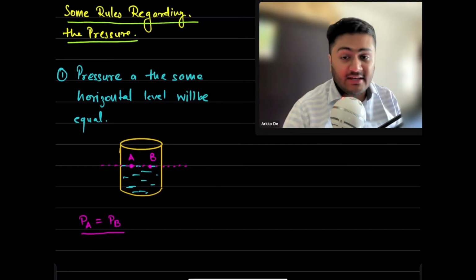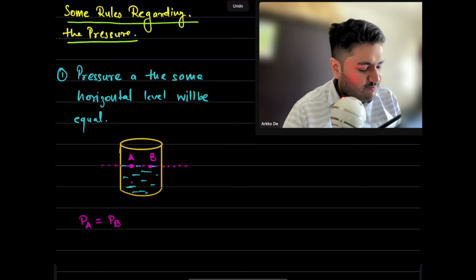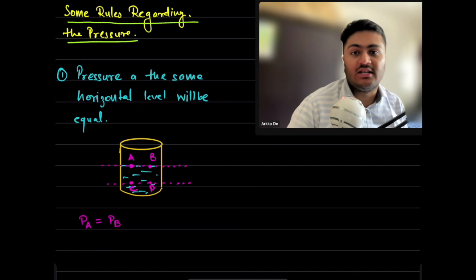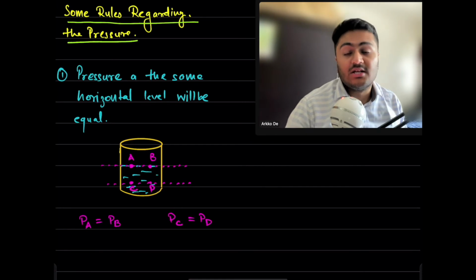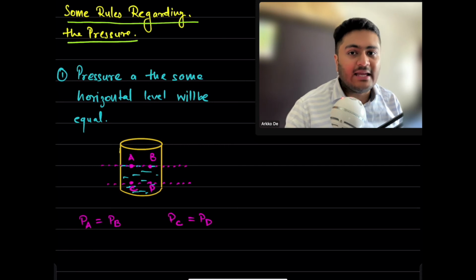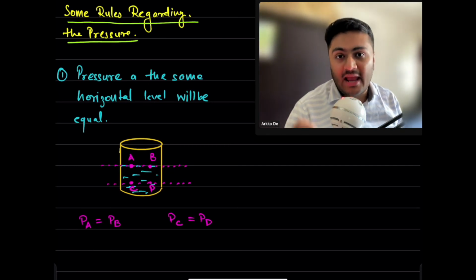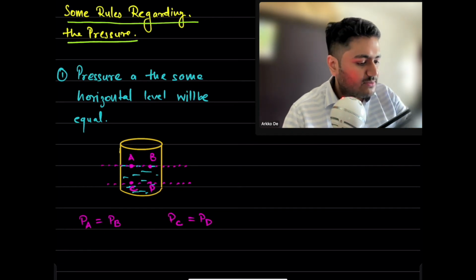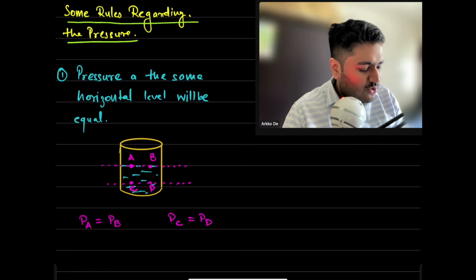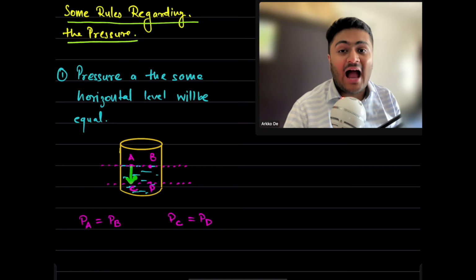Alright, and if I take another set of 2 points, let's take point C and point D, which are also at the same horizontal level, I will say that the pressure at point C will be equal to the pressure at point D. So there will not be any pressure difference if we move horizontally along a line, but pressure difference will arise only when we change the height of the point. For example, as we go downward in the liquid column, the pressure will increase because the height of the liquid, or the mass of the liquid, gets added up.